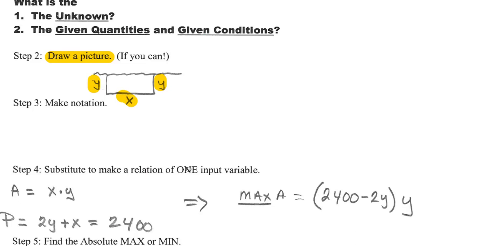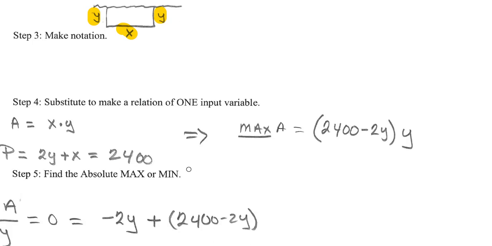Step 4. Substitute to make a relation of one input variable. I know that the area of this rectangle is x times y. Length times width, that's the area. I also know the perimeter of this particular rectangle is 2y's plus x, and that has to equal 2400. The perimeter of the fence that I have available is 2y's plus x limited to 2400.